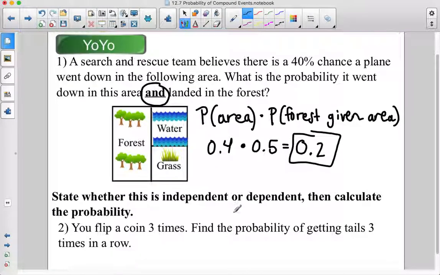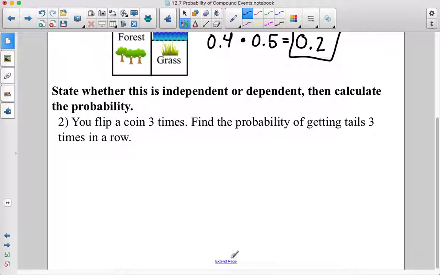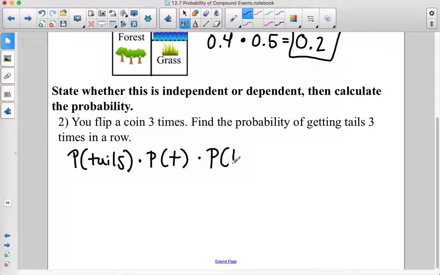So that's an example of a dependent event. Down below, state whether it's independent or dependent. Hopefully you know just from life that if you flip a coin, those are independent events. The fact that one came up heads has no effect on the other coming up heads or tails. So this is independent. All I need to do then is find the probability of getting tails 3 times in a row. I need tails the first time, and I need to multiply by tails the second time. I'm just going to use a T now to represent tails, times the probability of getting tails again.